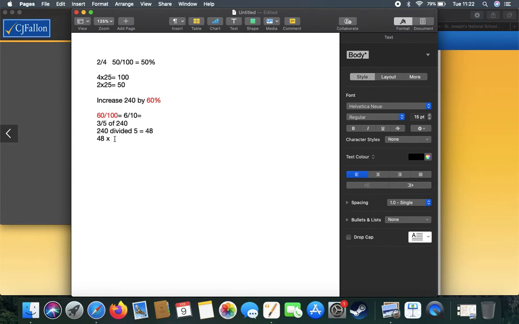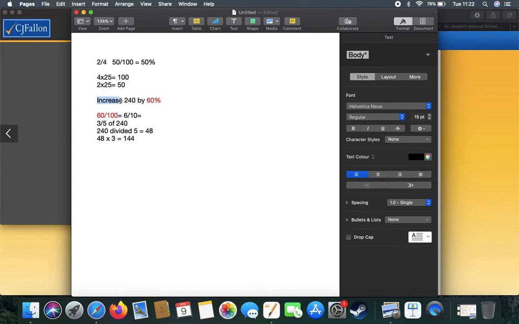So 48 multiplied by 3 equals, well, 8 by 3 is 24, so down my 4, carry my 2. 3 by 4 is 12. 12 plus 2 is 14. So that's the 3/5 of this amount.